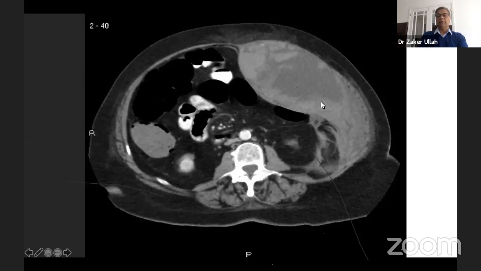Rectus sheath hematoma. Those who are actually on warfarin and anticoagulation, very commonly, if they have got cough or straining, they can get this kind of hematoma. Very commonly seen here. We can see at least 4 or 5 cases per year in my general practice.